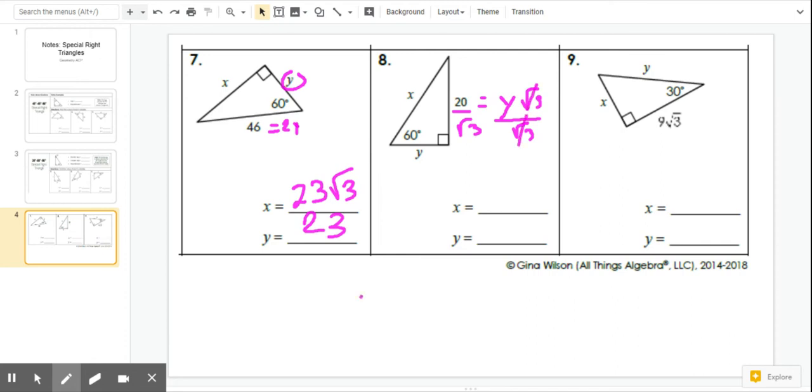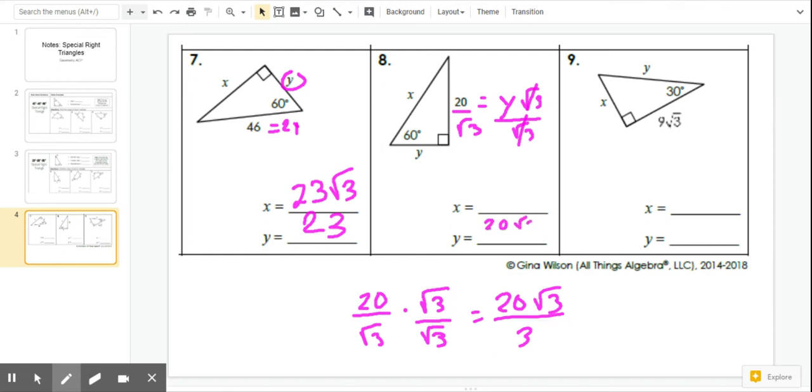Now, on the bottom here, I'm going to rationalize the denominator again. So 20 over square root of 3 times the square root of 3 over the square root of 3 gives us 20 times the square root of 3 over 3, because again, the square roots cancel each other out, and you're just left with what's on the inside, which is 3. So that's what Y is, 20 square root of 3 over 3.